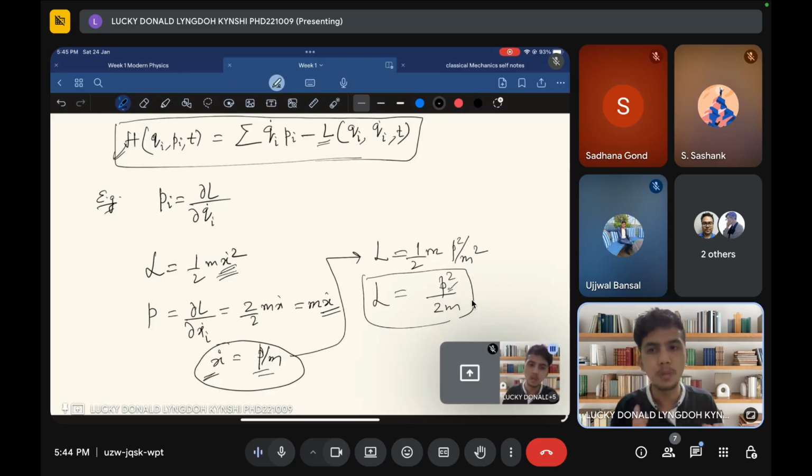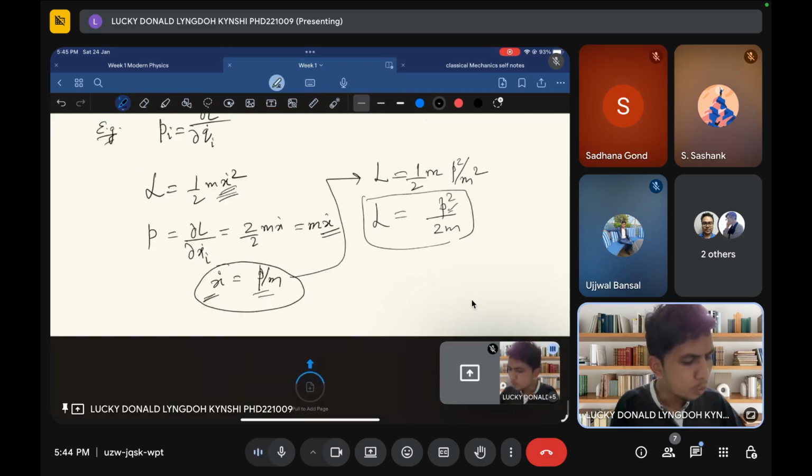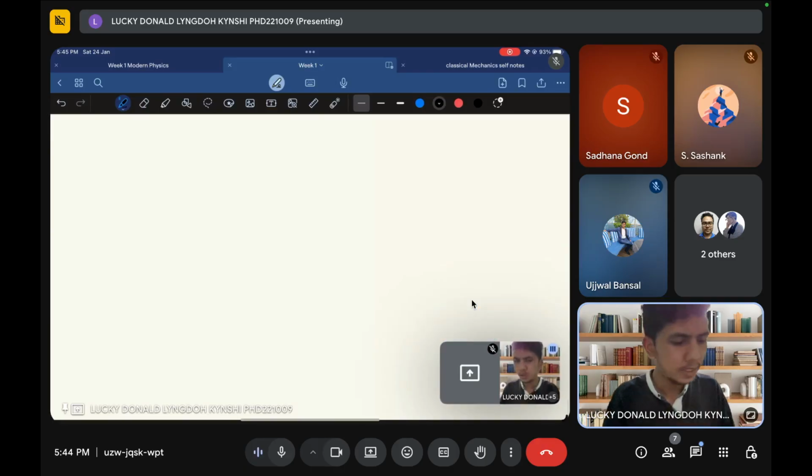But the idea behind it is that Hamiltonian helps you to also analyze the conservation of energy, because in Lagrangian we have not talked about energy, but here in Hamiltonian you will be able to analyze the conservation of energy.